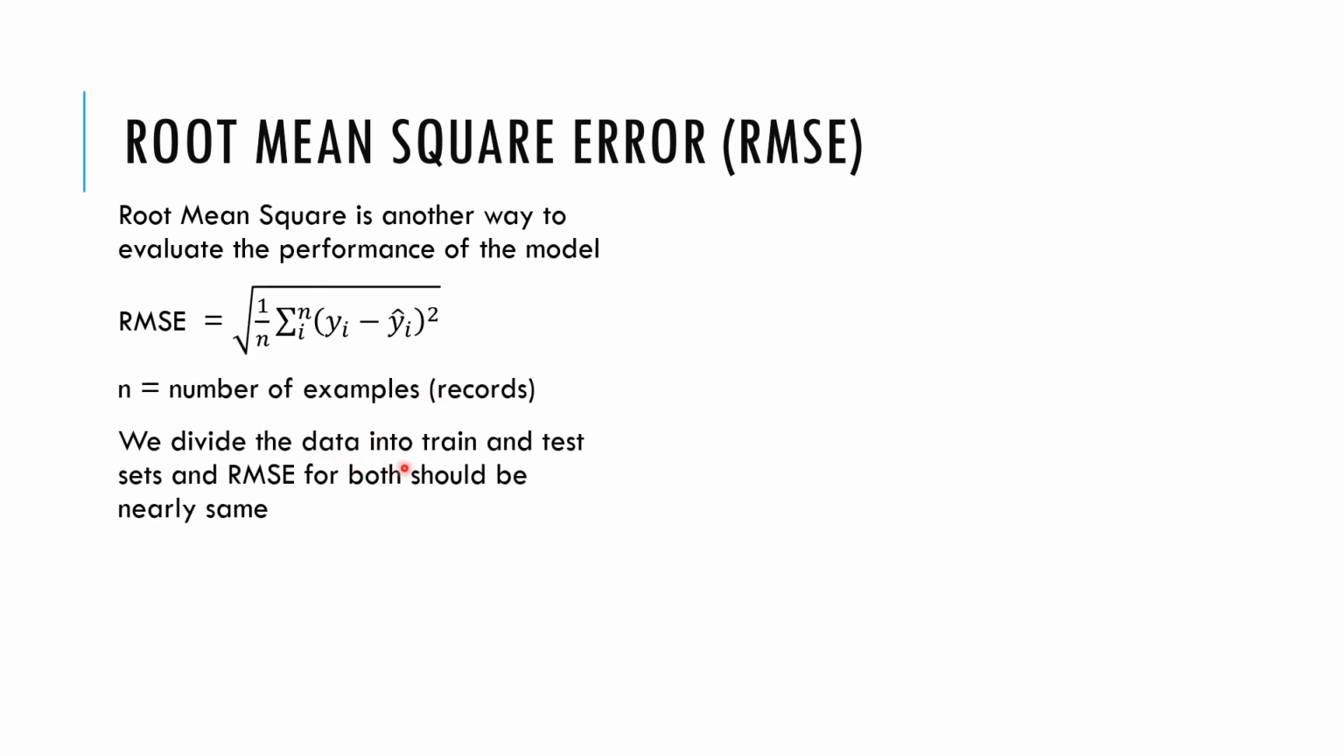So how do we use this technique? It's very simple. We divide the data into train and test. We'll do another video on how to divide data into train and test data. Training data is used to build a model, and test data is used to test whether the model is performing well on unknown data or not. We divide the data into train and test data, and then we calculate RMSE for each and see that both are nearly the same.